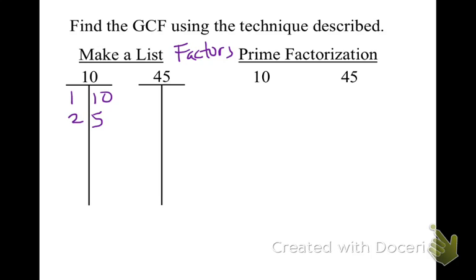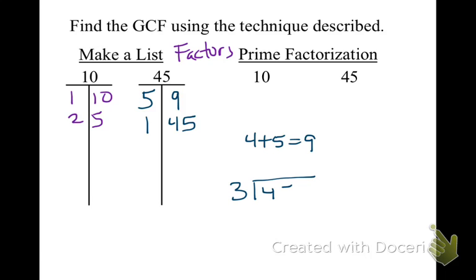Now let's take a look at 45. 45 ends in a 5, so I have 5 and I have 9. I also have 1 and 45. Let's see, 4 plus 5 equals 9, so I know 3 divides into it. How many times will 3 divide into 45? 15. So we have 3 and 15. I already did 9. 1, 2, 3, 4, 5, 6, nope, 7, 8.